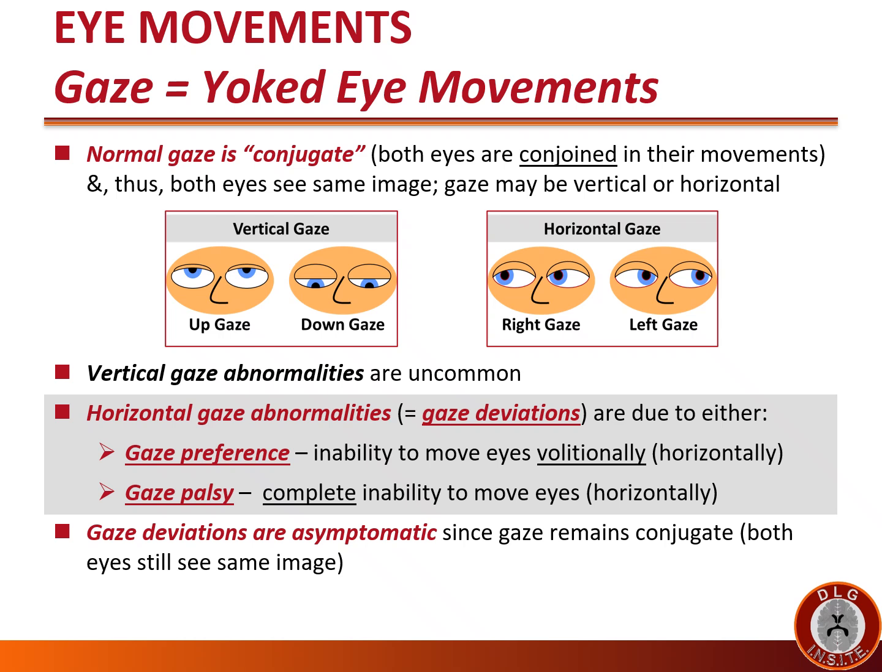Horizontal gaze abnormalities, however, are common, and they are termed gaze deviations. And a gaze deviation may be due to either gaze preference or gaze palsy. Gaze preference is inability to move the eyes volitionally in the horizontal direction, and gaze palsies are complete inability to move the eyes in the horizontal direction. Interestingly enough, gaze deviations are asymptomatic to the patient, since the gaze remains conjugate. Both eyes are still seeing the same image, and the patient doesn't actually notice the deviation.